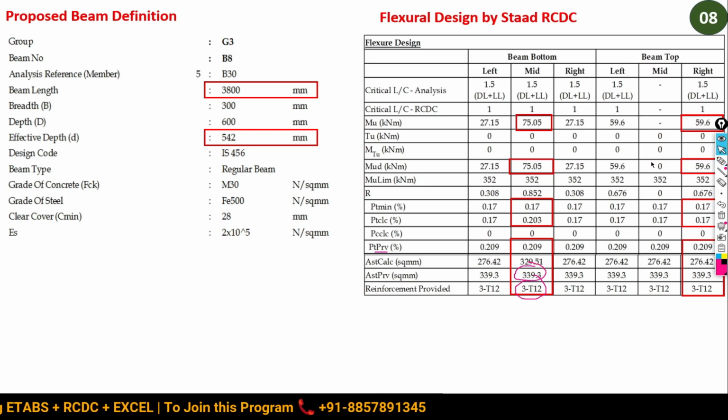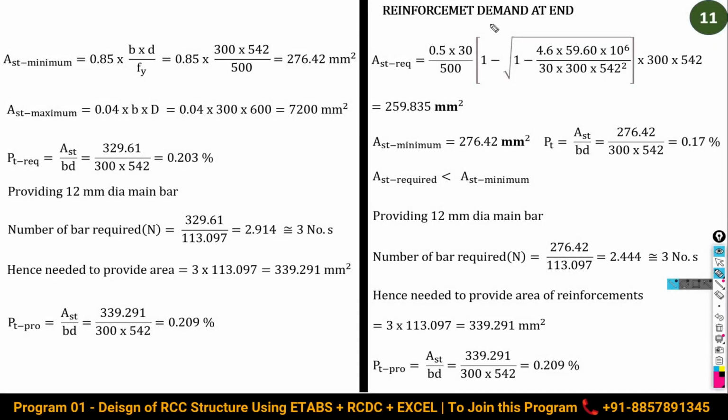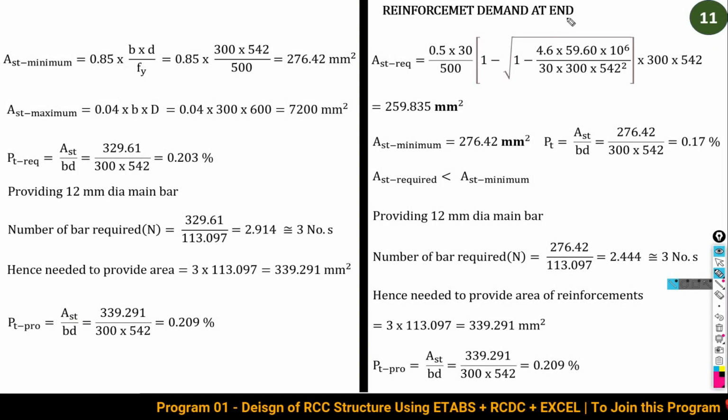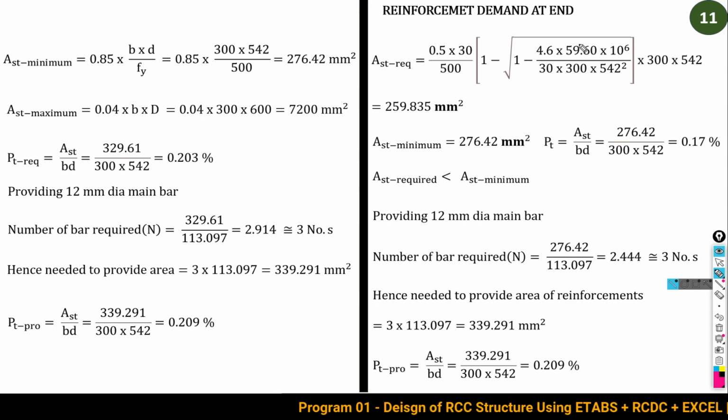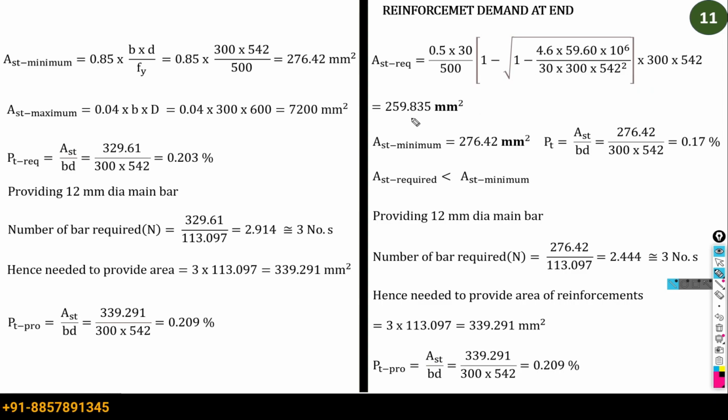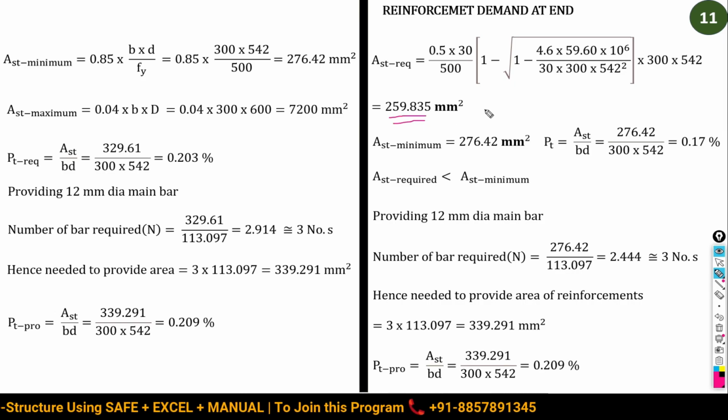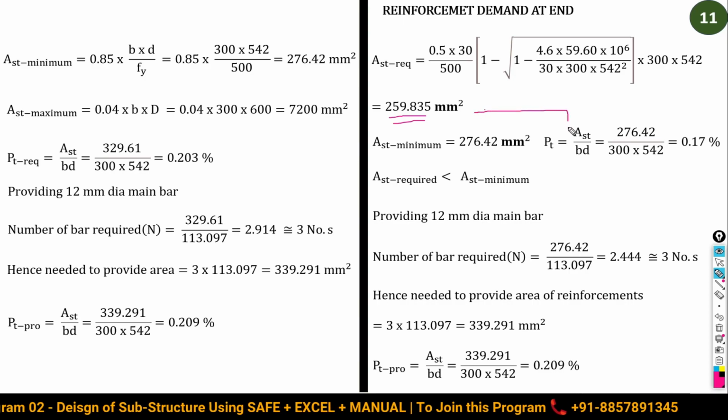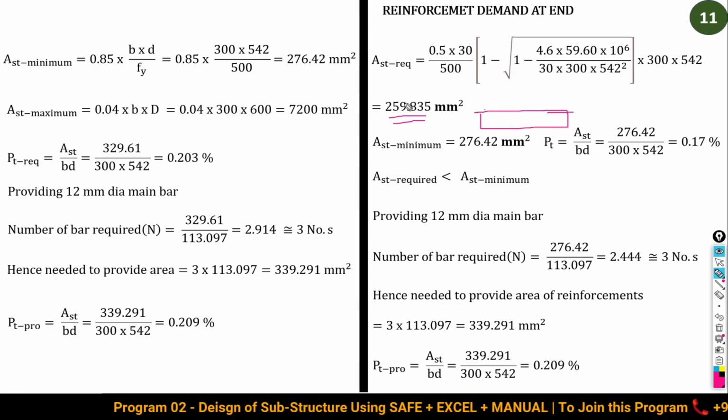Likewise, we are going to do the calculation at the end of the span. Now the reinforcement demand at the end of the beam is for the negative moment. How much negative moment do we have? 59.6. I put that in the AST required formula and I get the value as 259.835 mm². This much area of reinforcement is required at the top over the support. This is the demand.